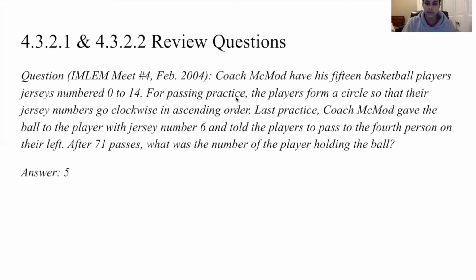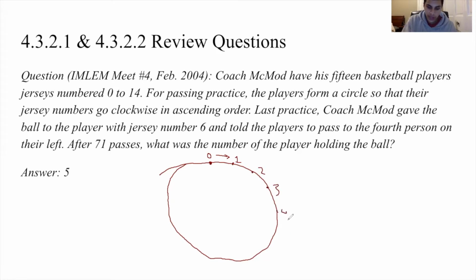So it says, for passing practice, the players form a circle so that their jersey numbers go clockwise in ascending order. All right, so I'm actually going to draw this out because sometimes this can be difficult to imagine. So I'm just going to draw a diagram of that. And actually, that was a bad circle, so I'm going to try again. Okay, that one was bad too, but we're just going to ignore that. Okay, so it starts at 0 and it goes clockwise, which is this direction, in ascending order, which means it goes up. So then we have 1, 2, 3, and I don't actually know where this is going to end. I'm just guessing how far there is in between them.